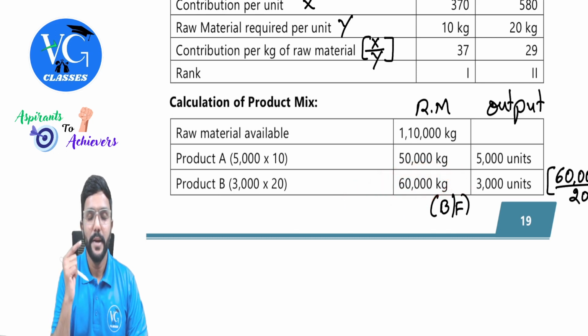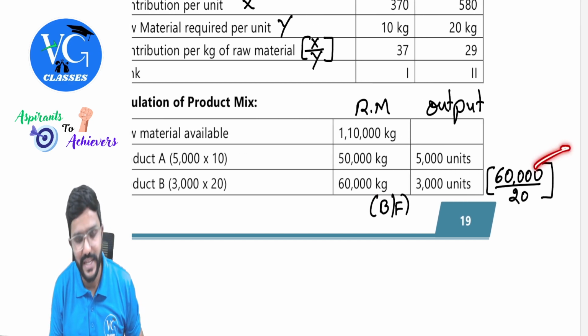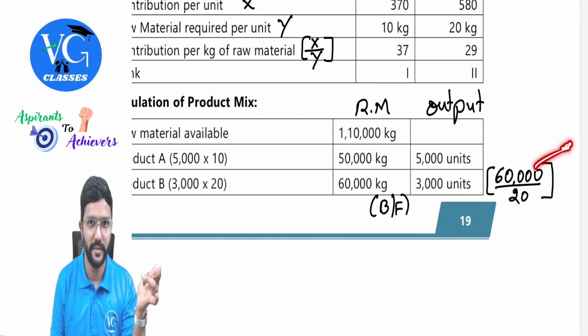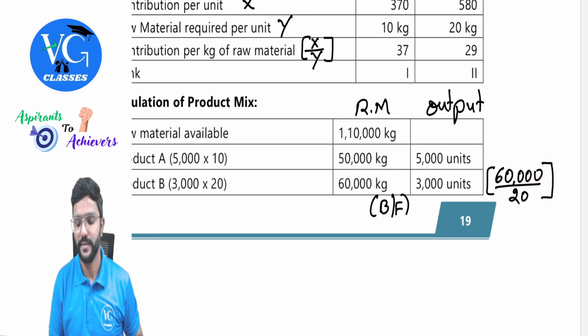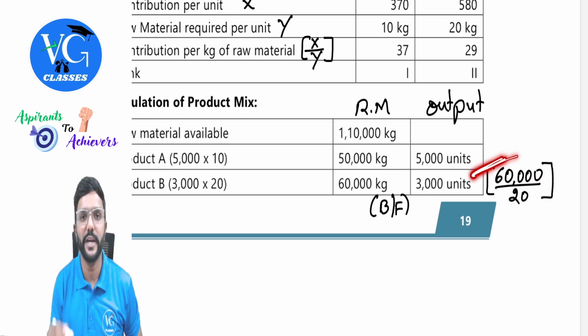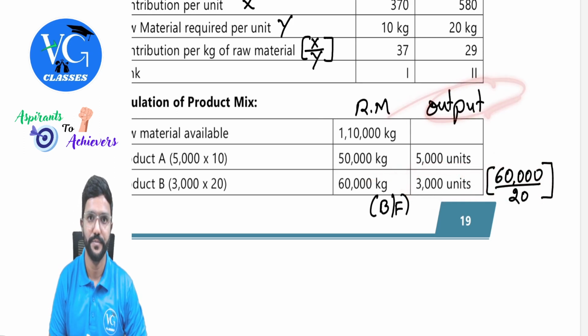So even though the capacity of product B is 3,500, we cannot produce it fully. I have only 60,000 kgs of raw material left for product B. And for each unit of product B, how much raw material is required? 20 kg. So how many units of product B we can manufacture? 3,000. This is output, people.